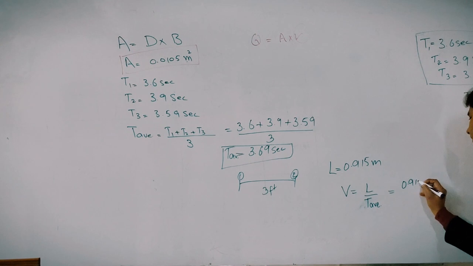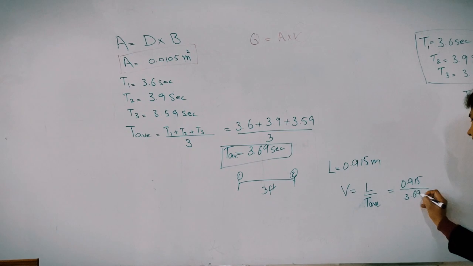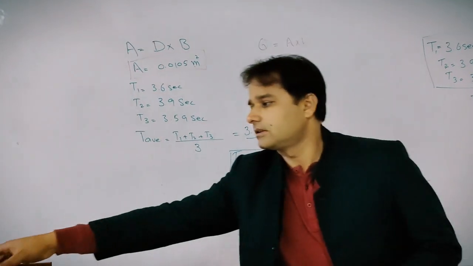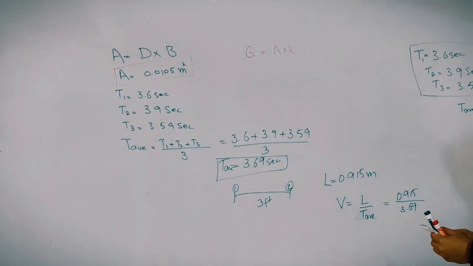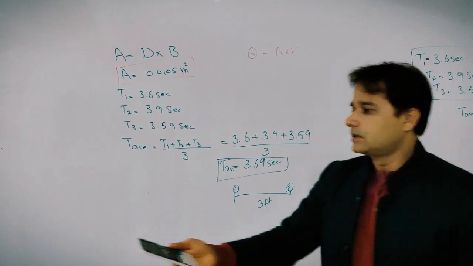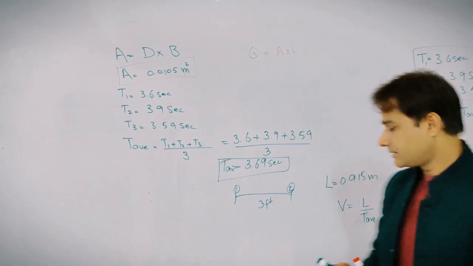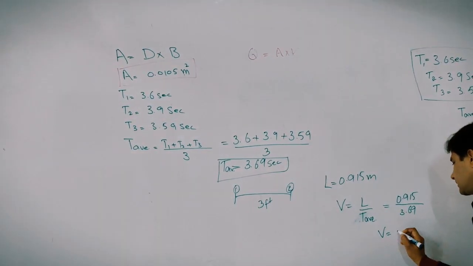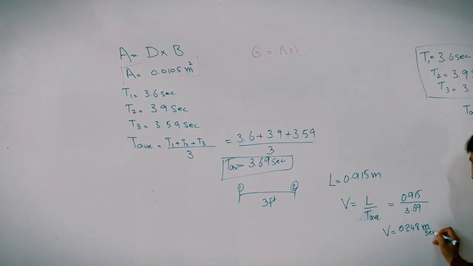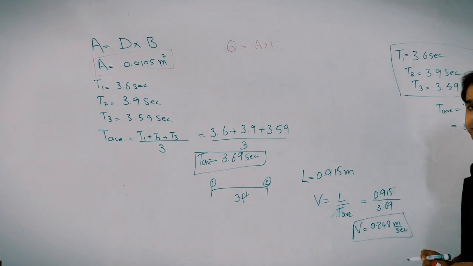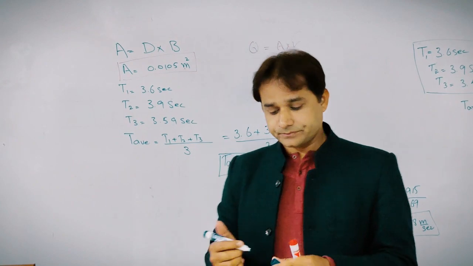From here we can get the value of velocity. That will be 0.915 over 3.69. After calculating, our velocity is 0.248 meter per second. So this is the flow velocity. We can say that it is the average flow velocity.